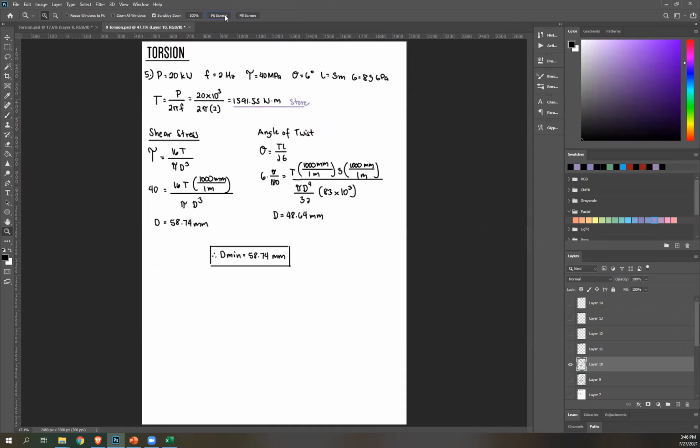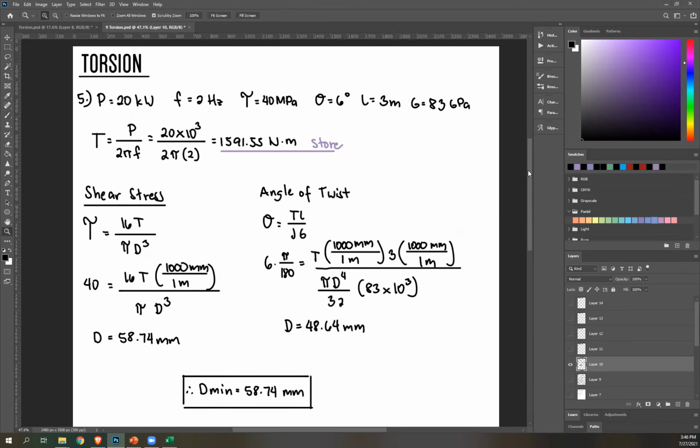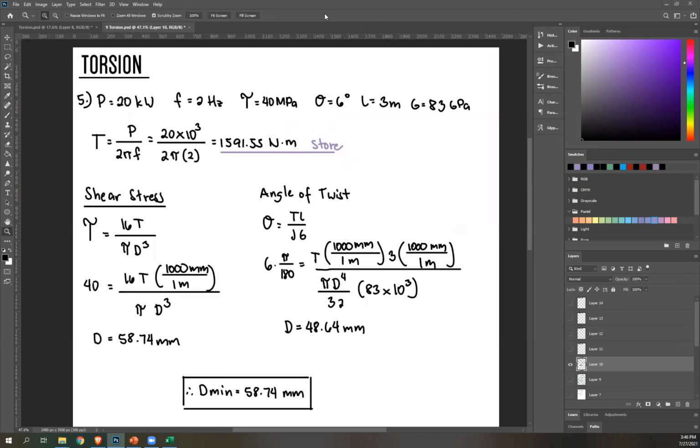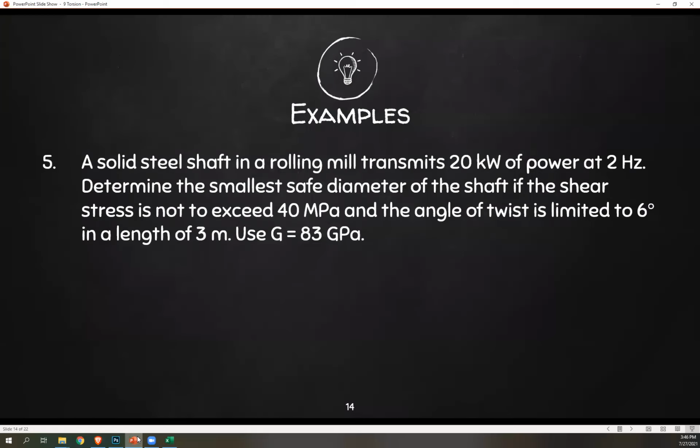Okay, so that's number 5. Any questions for number 5? Please answer in the chat. How about the others? Please answer as well. Okay. So that ends the topic for torsion.